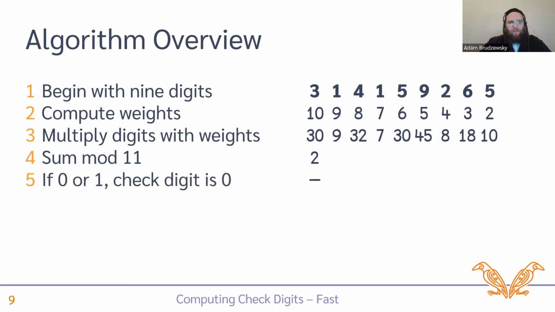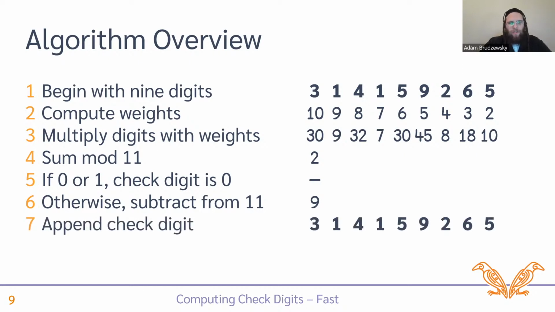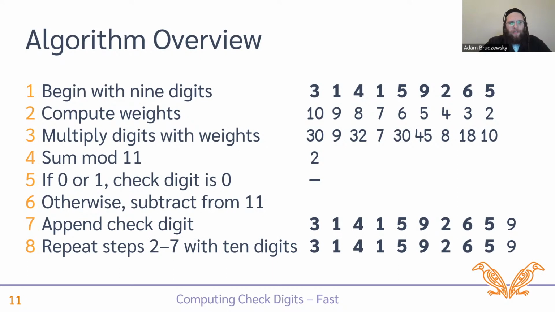And this is where the track kind of splits into 2. If this remainder, or residue, is 0 or 1, then we immediately know that the check digit is 0. It isn't 0 or 1 in our case, so we continue. Otherwise, we take that sum, in modulus 11, and subtract it from 11, and that gives us our check digit. So we take that check digit and we stick it at the end of the original 9 digits. And finally, we repeat the process again, but this time we start with 10 digits instead of 9, because we include the first check digit.